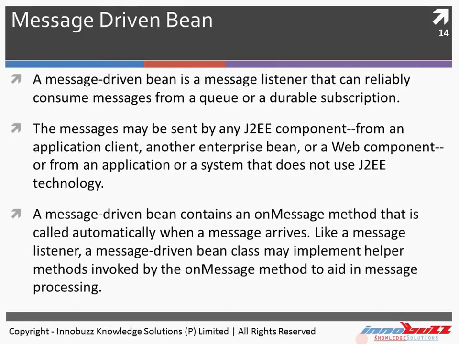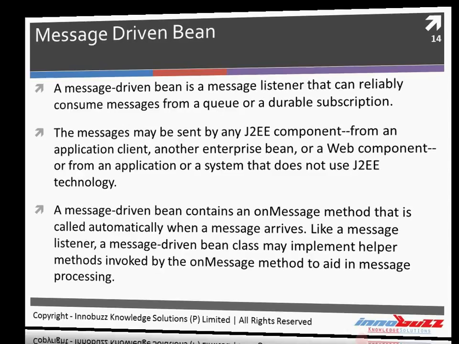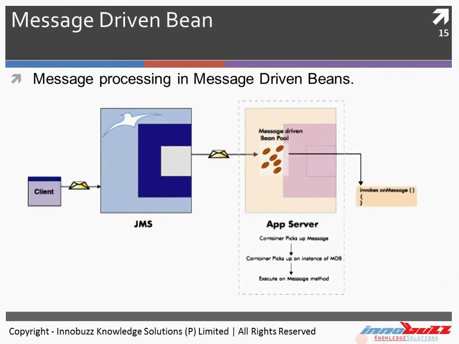A message-driven bean contains an onMessage method that is called automatically when a message arrives. Like a message listener, a message-driven bean class may implement helper methods invoked by the onMessage method to aid in the message processing. This message-driven bean will work in Java Messaging Service using J2EE components within the application server. So this is the basic message processing in message-driven beans.